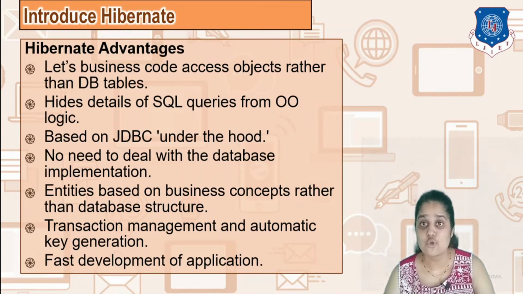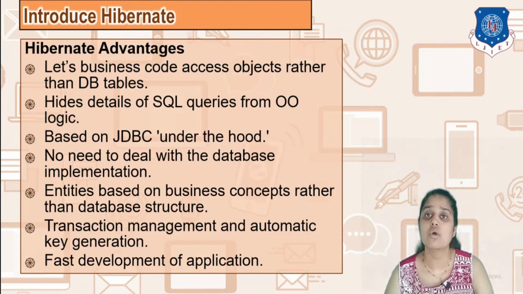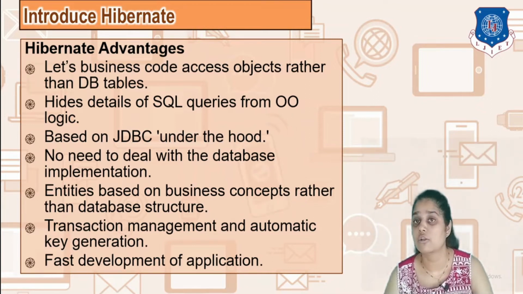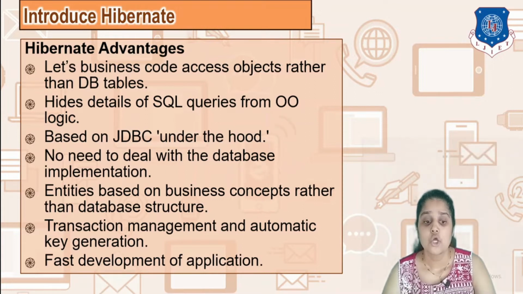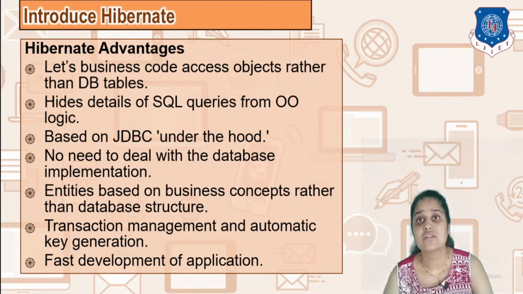It is based on JDBC. So in the background, Hibernate is using JDBC, but you don't need to code in JDBC. It is going to convert things into JDBC concepts on its own. So it is working under the hood of JDBC. There is no need to deal with database implementation. So you don't need to have that rs.getString, rs.getInt. You don't have to do all that.